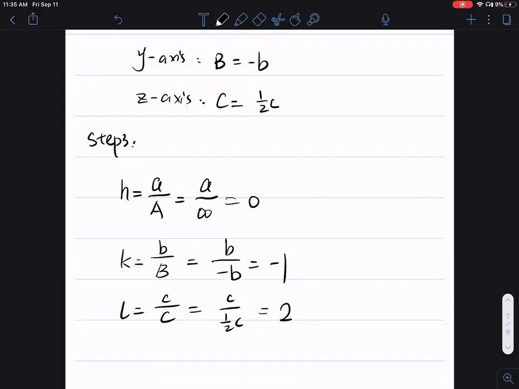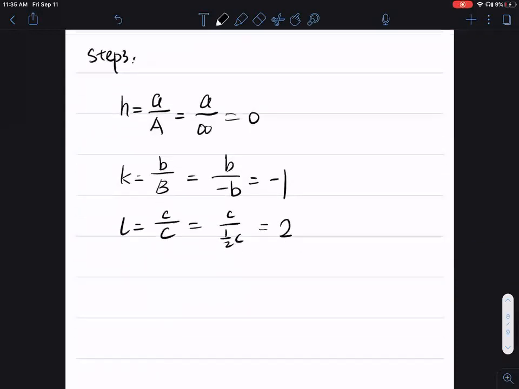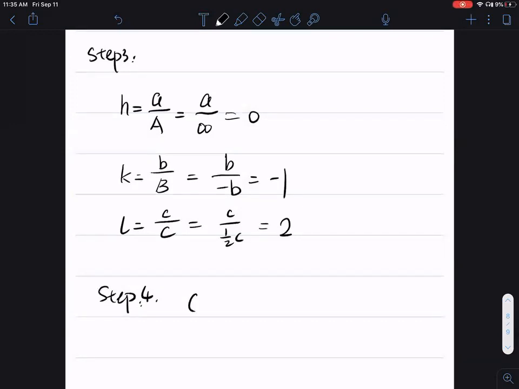What's the notation for a crystallographic plane again? Do we use brackets, parentheses, or angle brackets? Step 4, parentheses. Put H, K, L inside of parentheses. So 0. If you have a negative, like the negative 1 over there, you use the overhead bar. So we have 0, 1 bar, and 2. That's the crystallographic plane we're looking at here.